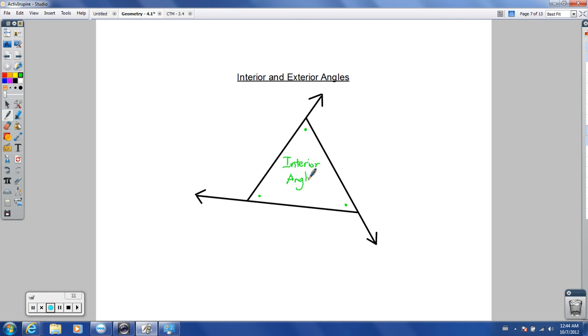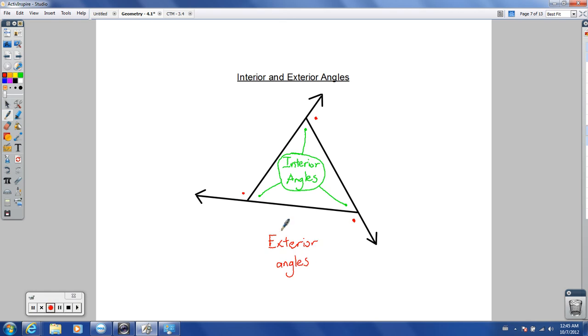So interior angles are all the ones you see here. This one's interior, this one's interior, this one's interior. And then exterior angles are the ones on the outside. So the ones that are formed if you continue these lines out, the ray continues in this direction. I'll draw this in red here, it would be this one. So the angle from here to here. It would be this one, angle from here to here, and it would be this one. These three are what we would call the exterior angles.